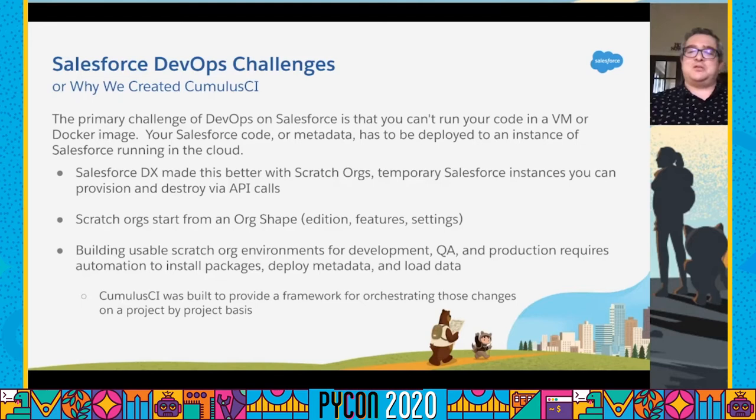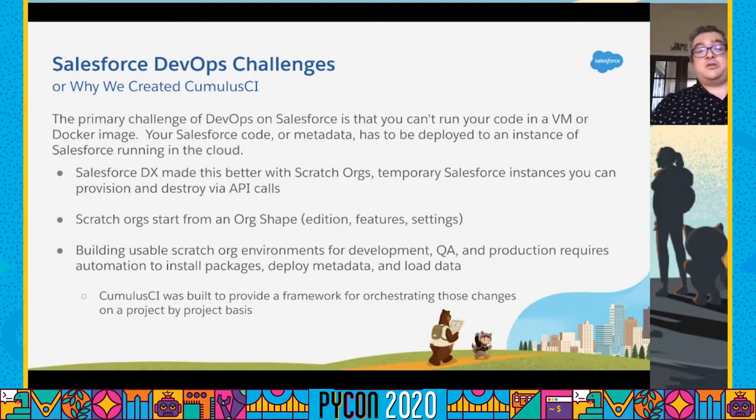But Salesforce as a platform for custom development, what these projects are focused on is building custom solutions on top of what Salesforce has built. And to be able to do that, you really need automation that can build you usable scratch org environments for development and QA. That requires installing other packages, deploying metadata into your instance, and also loading data so that when a tester goes in to get an environment from a feature branch, the environment that they get just by running the automation is actually fully ready for them to start testing.